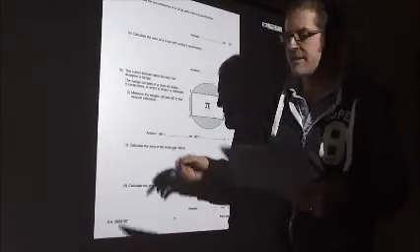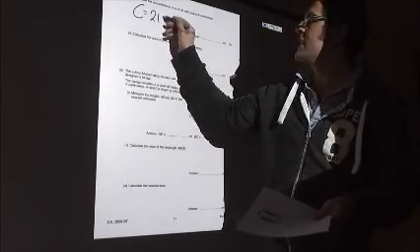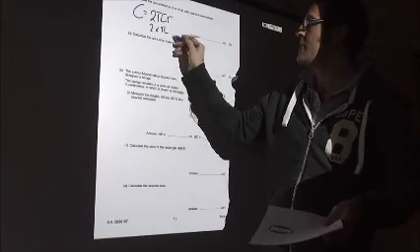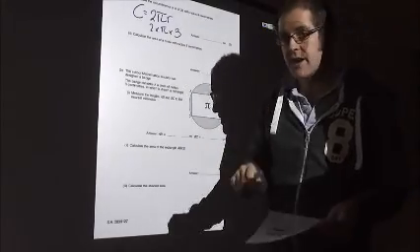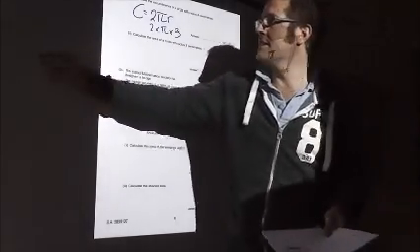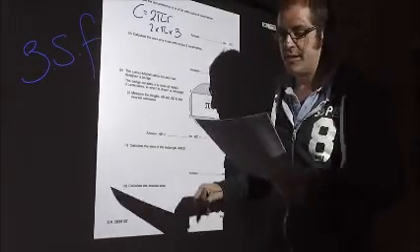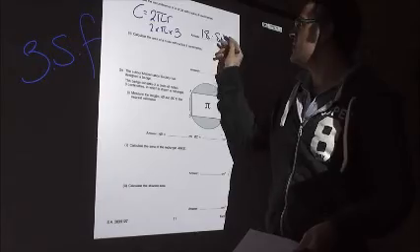Okay, number 11 is all about circles. Circumference of a circle is 2 pi r. So in this case it's 2 times pi times 3, which do in your calculator, and always give your answer to 3 significant figures, which in this case is 18.8.